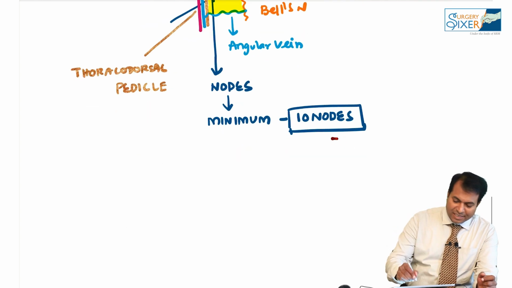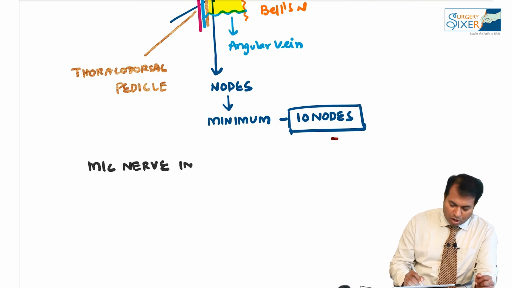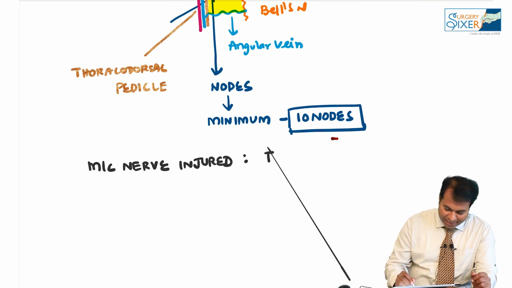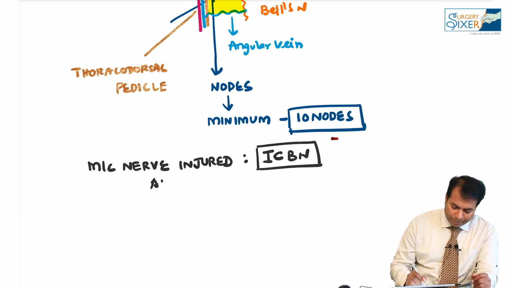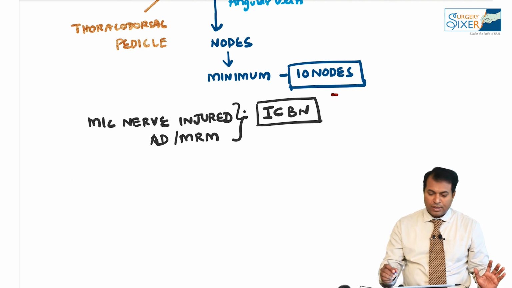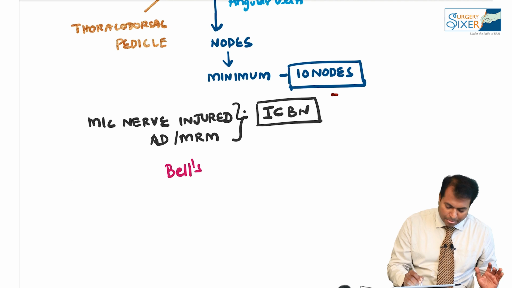So in axillary dissection and MRM procedure, what is the most common nerve injured? I am discussing nerves everywhere. Can you tell me? It is a cutaneous nerve, the intercostobrachial nerve. So the intercostobrachial nerve is the most common nerve injured in axillary dissection and MRM. Other nerves which can be injured include Bell's nerve.